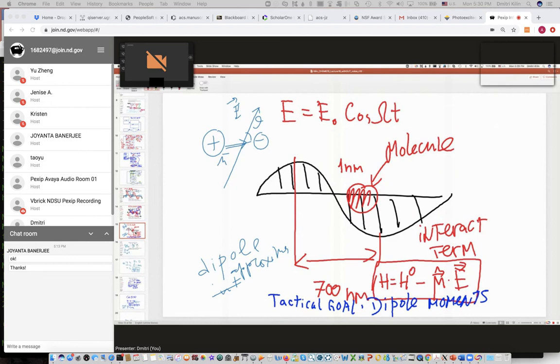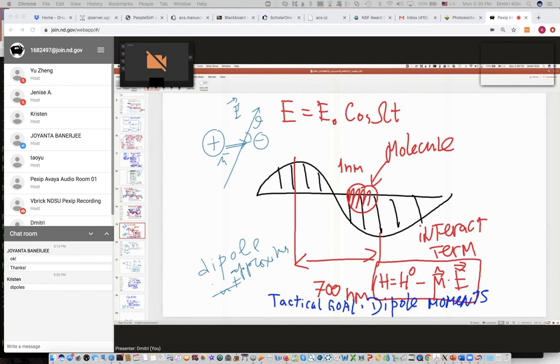You cannot generate an electric or magnetic field without polarization. Polarization is important. You have to polarize the molecule, right? Otherwise, the field will not be generated.